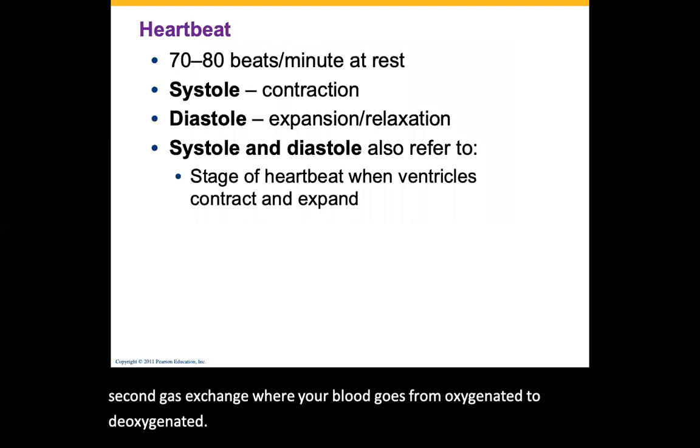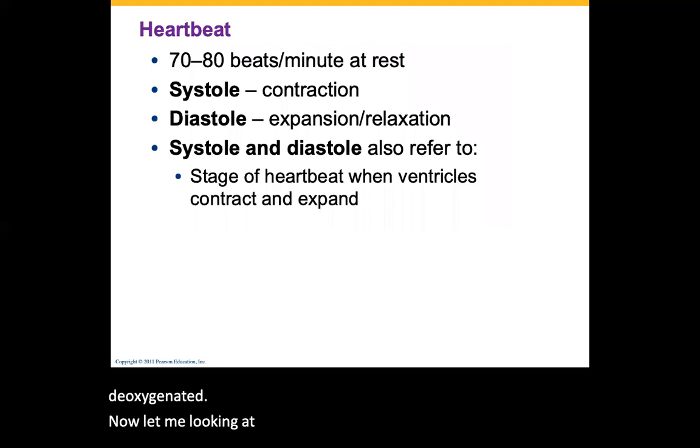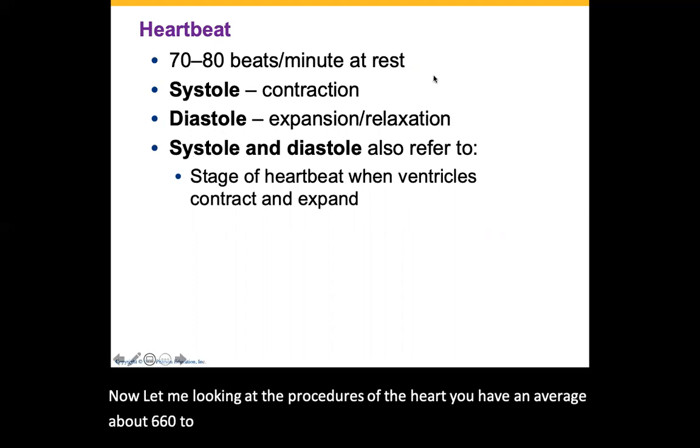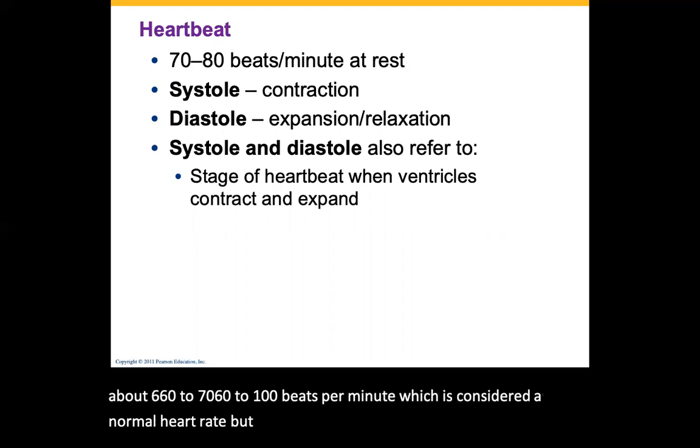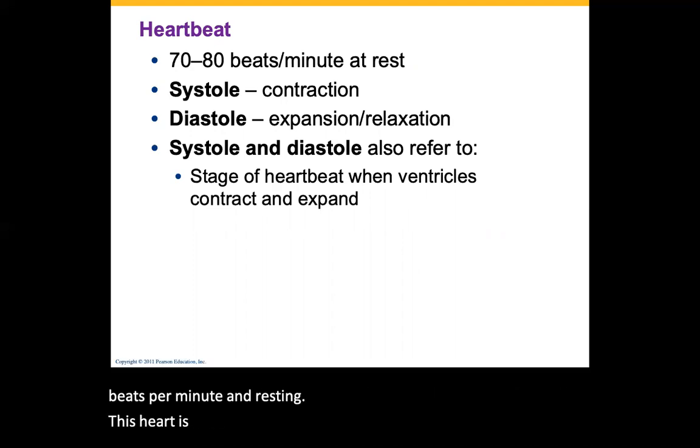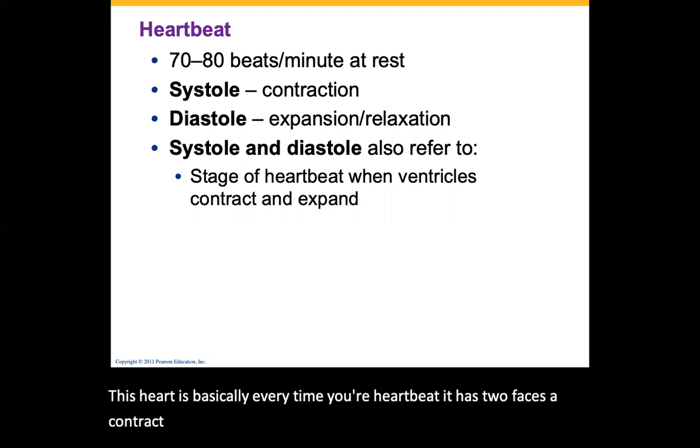Now, when we're looking at the procedures of the heart, you have an average of about 60 to 100 beats per minute, which is considered a normal heart rate. But on average, people have a heartbeat of 70 to 80 beats per minute at rest. Every time your heart beats, it has 2 phases, a contractile phase first and a relaxation phase.